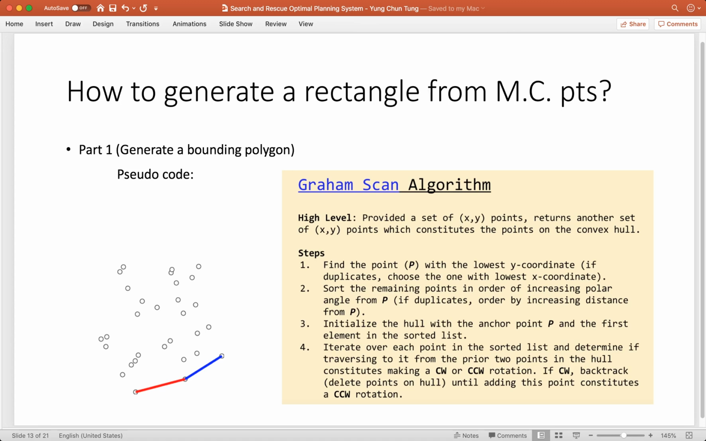It is to make sure every turn on the outer part of this line is actually turning left instead of turning right. Here we will see counterclockwise and clockwise rotation. If a point is clockwise, then we need to backtrack until this point actually becomes a counterclockwise rotation. In the end, we expect to find a convex hull from this algorithm.